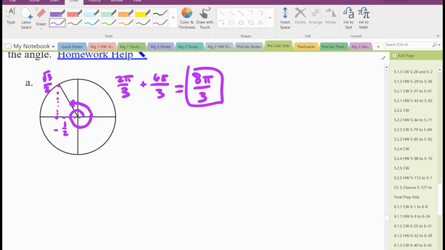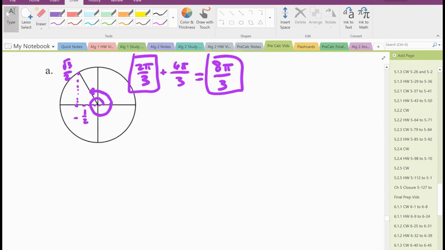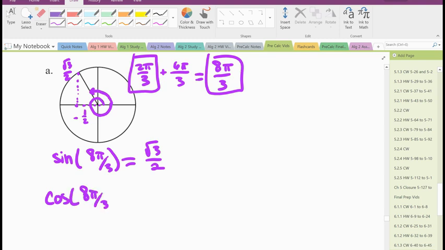As far as 8 pi over 3 goes, I would get the same answers for sine, cosine, tangent of 8 pi over 3 that I would get for 2 pi over 3. So either way, they would give me the same values. When I do sine of 8 pi over 3, I'm looking for the y value on my unit circle, which I've already said is the square root of 3 over 2. Then for cosine of 8 pi over 3, I'm looking at the x value on the unit circle, which I've mentioned is negative 1/2.